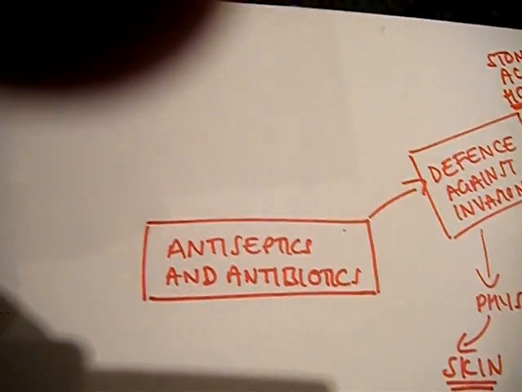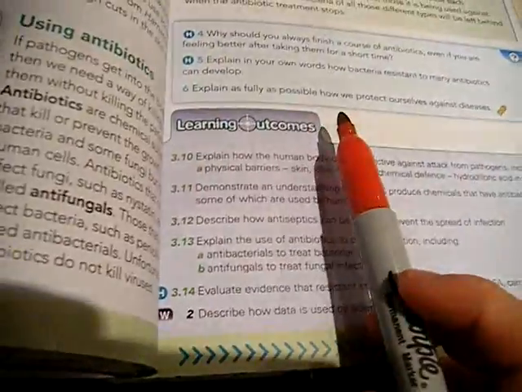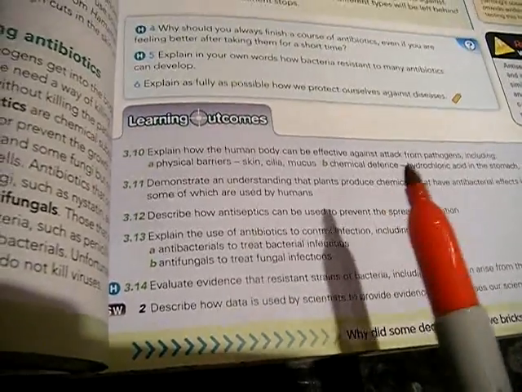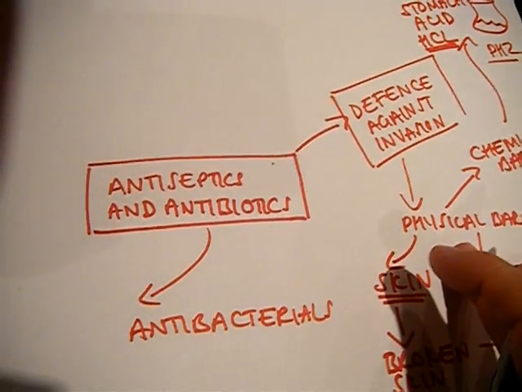The next thing we need to know, it says here that we need to be able to understand that plants produce chemicals that have antibacterial effects. So we'll just write that down. Because basically if you're reading this textbook and you think that all this is loads to learn, just look in the cheat sheet, which is the learning outcomes here, and just see exactly what you need to know. As long as you know this, you'll be dead set for the exam. As long as you know it and understand it and can apply your knowledge.